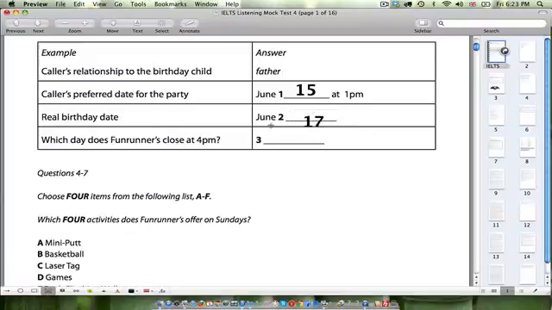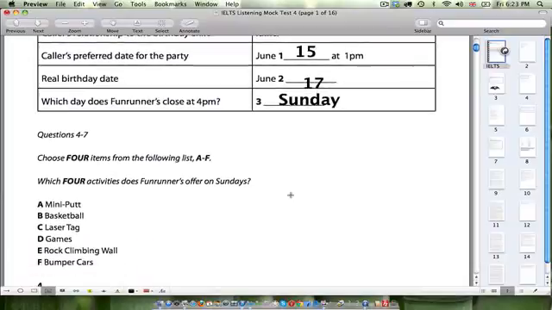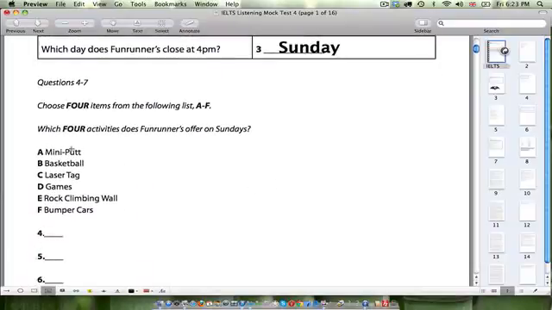Which day does Fun Runners close at 4 p.m.? The answer here is Sunday. Choose 4 items from the list, A to F. These sorts of lists often will be stated exactly as they're written in the listening. Not always, but often, and in this case that's true. So the woman on the phone runs through 4 items that are included. She mentions the rock climbing wall, but she says that this would not be available on Sunday. She does not mention basketball. So the answers here are A, C, D, and F. Get these answers here, A, C, D, F.